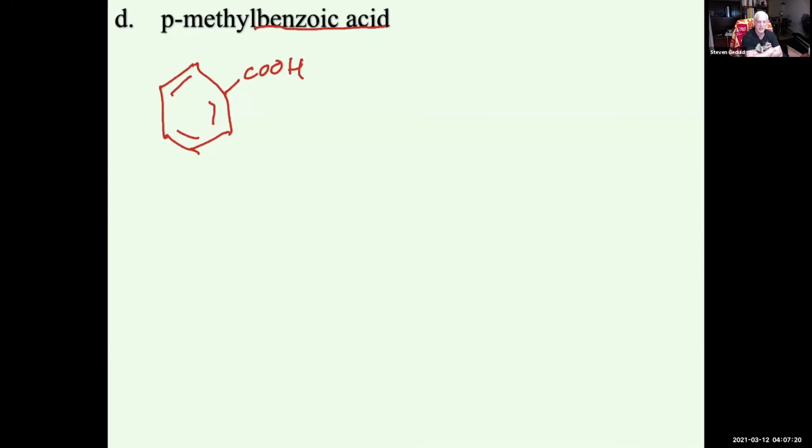And it says P-methyl, which means para-methyl. So what's the number I would put instead of P? What number is the attachment on the ring? 4. Number 4, perfect. Okay, you can put 4-methyl benzoic acid or P-methyl benzoic acid. So this is your ortho, your meta, and here's your para. And that's the methyl group.